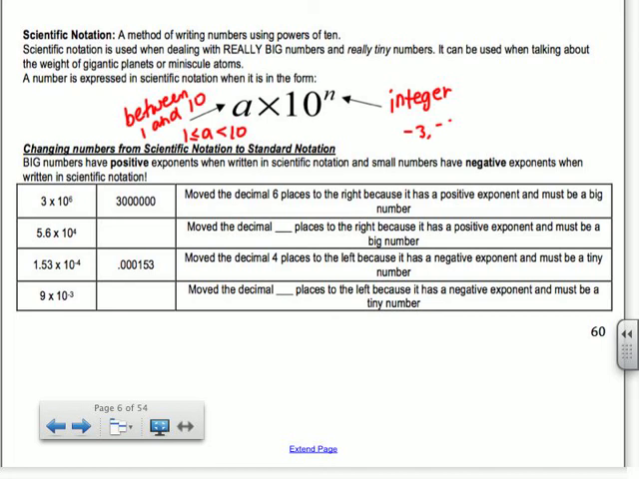Okay, n is an integer. So integers are those whole steps, including the negatives. So you could have like -3, -2, -1, 0, 1, 2, all of those. You can't have like 1.5 as your power.